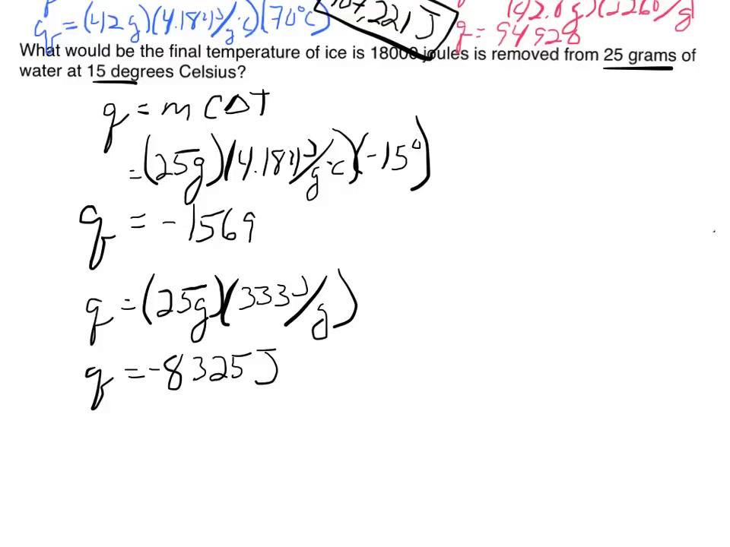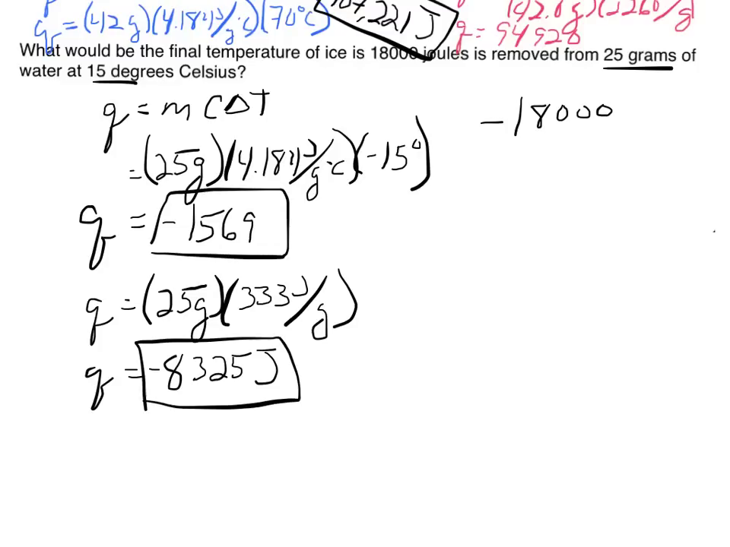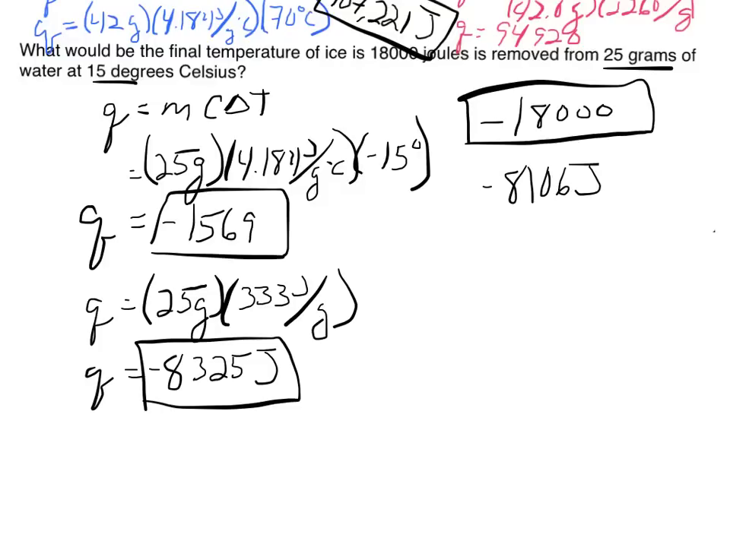So, now we started off removing 18,000 joules. We have now dealt with the decreasing the temperature of the water to freezing, and then freezing that water. And so if we add those two values together, we'll be able to see how much energy we have left to decrease the temperature of the ice. So when we look at the difference between those values and this value, we still have an extra 8,106 joules of energy that we're now going to use to remove from the ice.